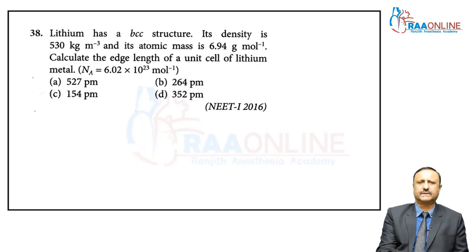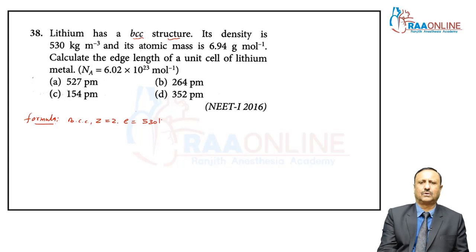Here, my dear students, question number 38: lithium has a BCC structure, its density is 530 kilogram per cubic meter and its atomic mass is 6.94 grams per mole. Calculate the edge length of the unit cell of lithium metal. Here we can use the formula and calculate the edge length. For the BCC, Z is equal to 2, because lithium has a BCC structure.